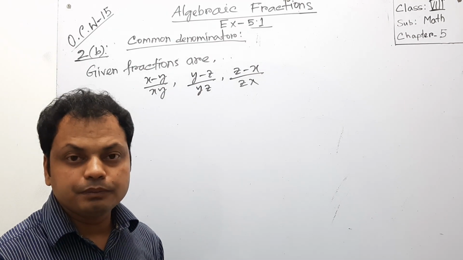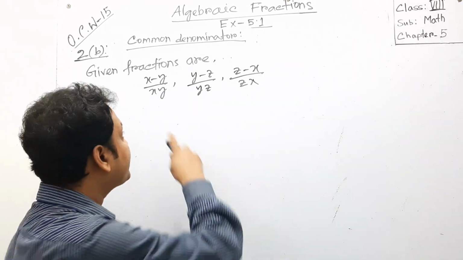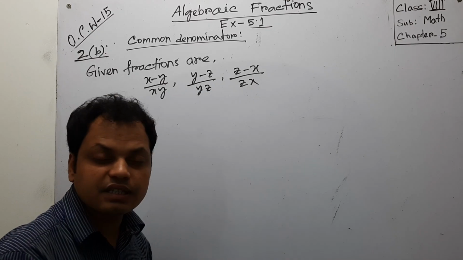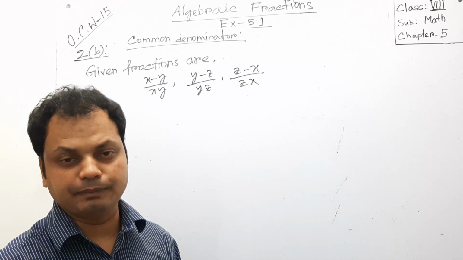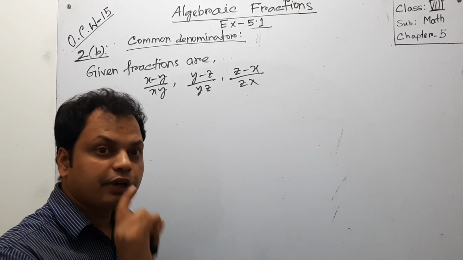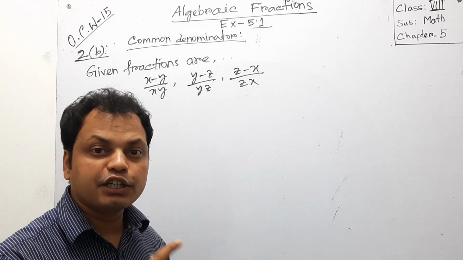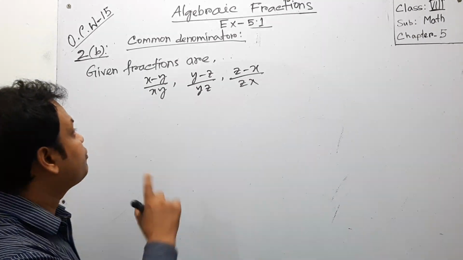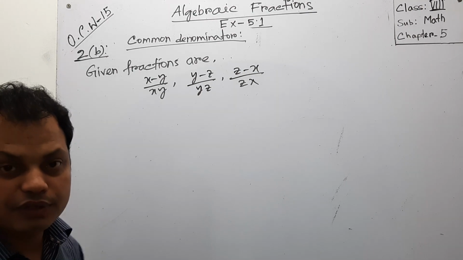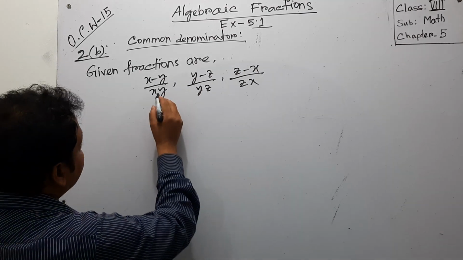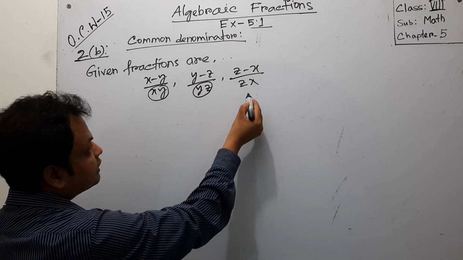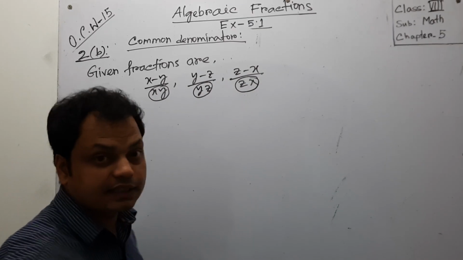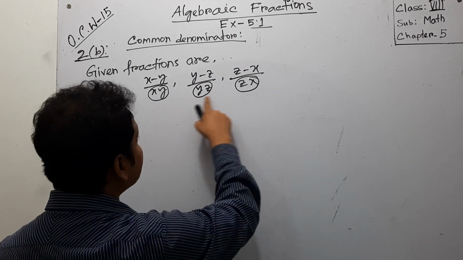We have to express the three fractions in a common denominator. That means all the fractions' denominators will be the same, whatever the numerator. So we have to make the denominator the same. First we will find the LCM of the denominators. In the first fraction the denominator is xy, in the second fraction yz, in the third fraction zx. So we will find the LCM of the denominators.